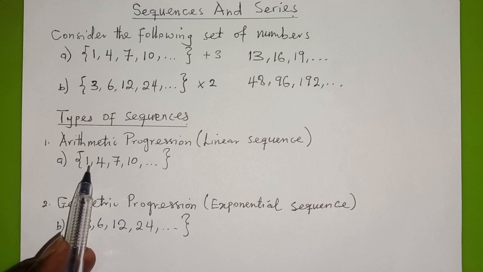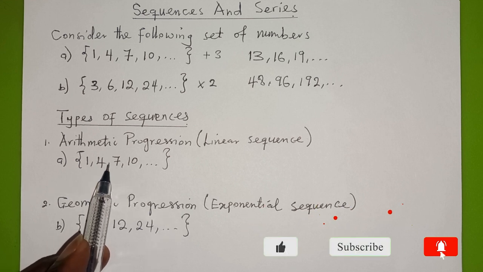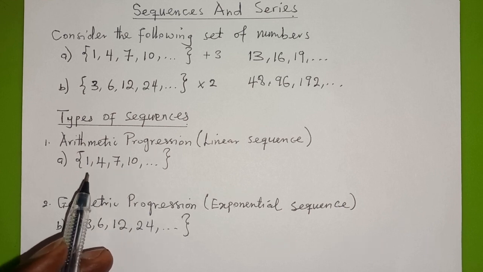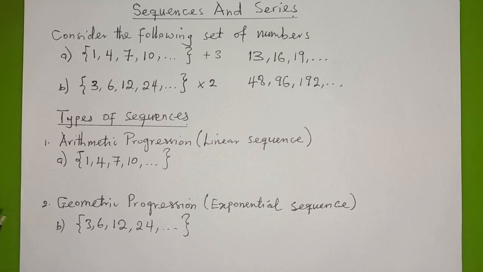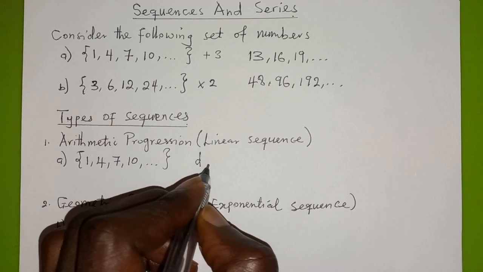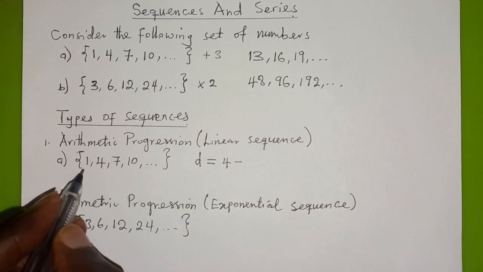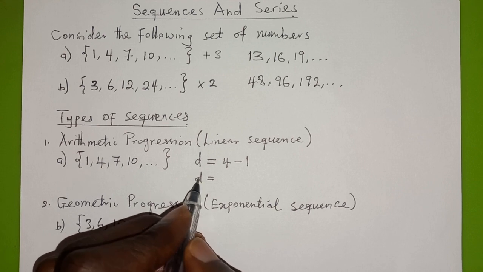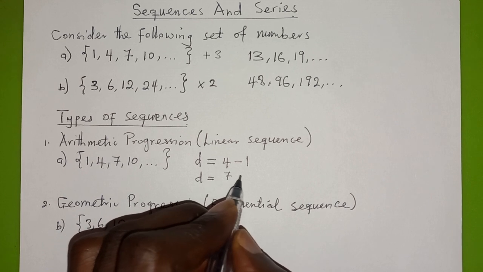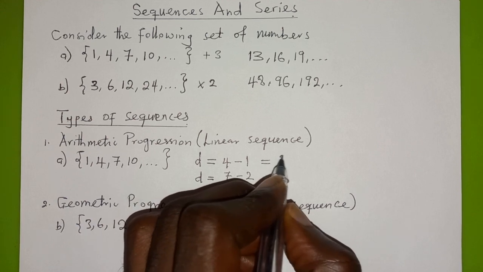You realize that between 1 and 4, the difference is 3. Between 4 and 7, the difference is 3. And between 10 and then 7, the difference is also 3. So what you need to do is that our difference, which is D, is equal to the second term, which is 4, minus the first term, or the third term minus the second term. So you realize that all will give you the same results.